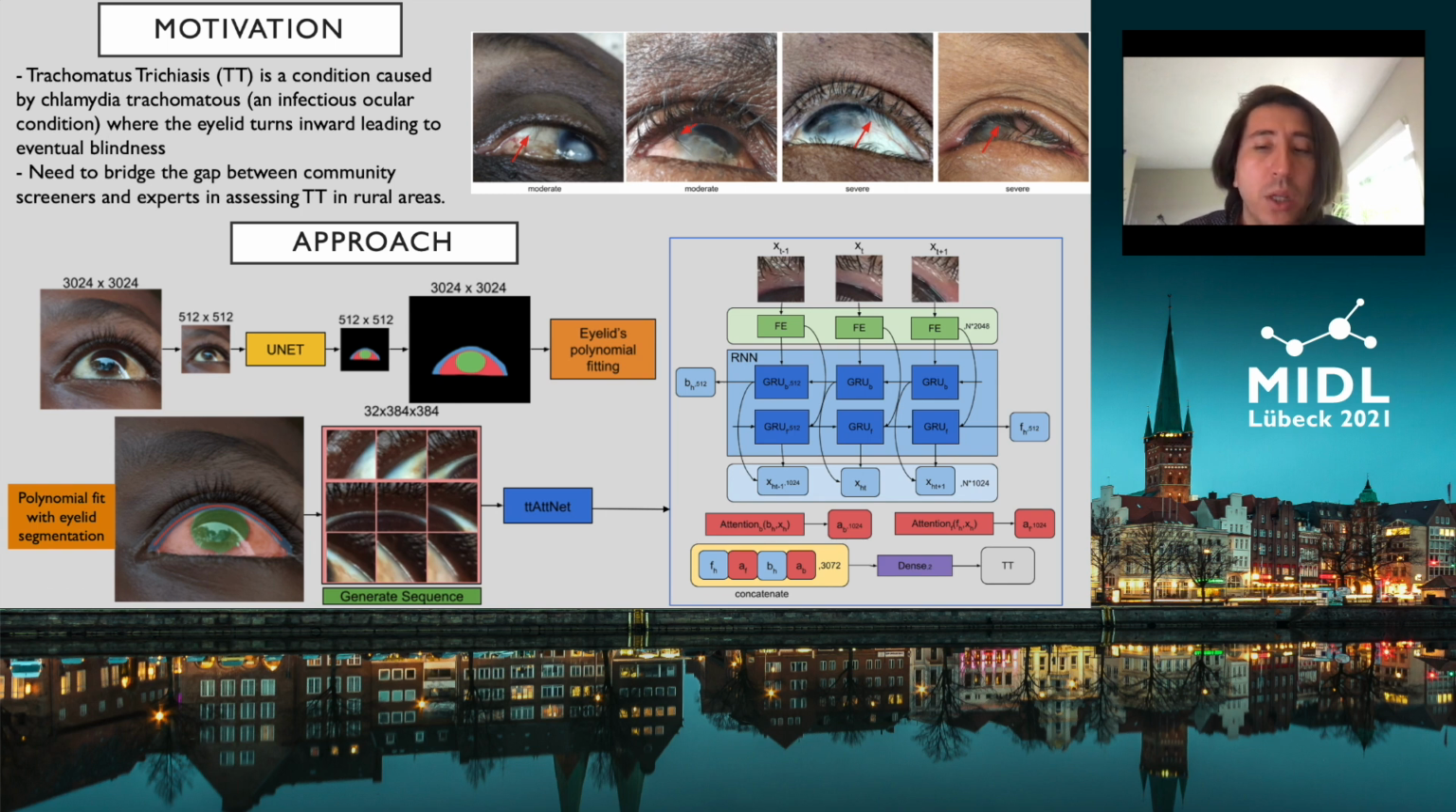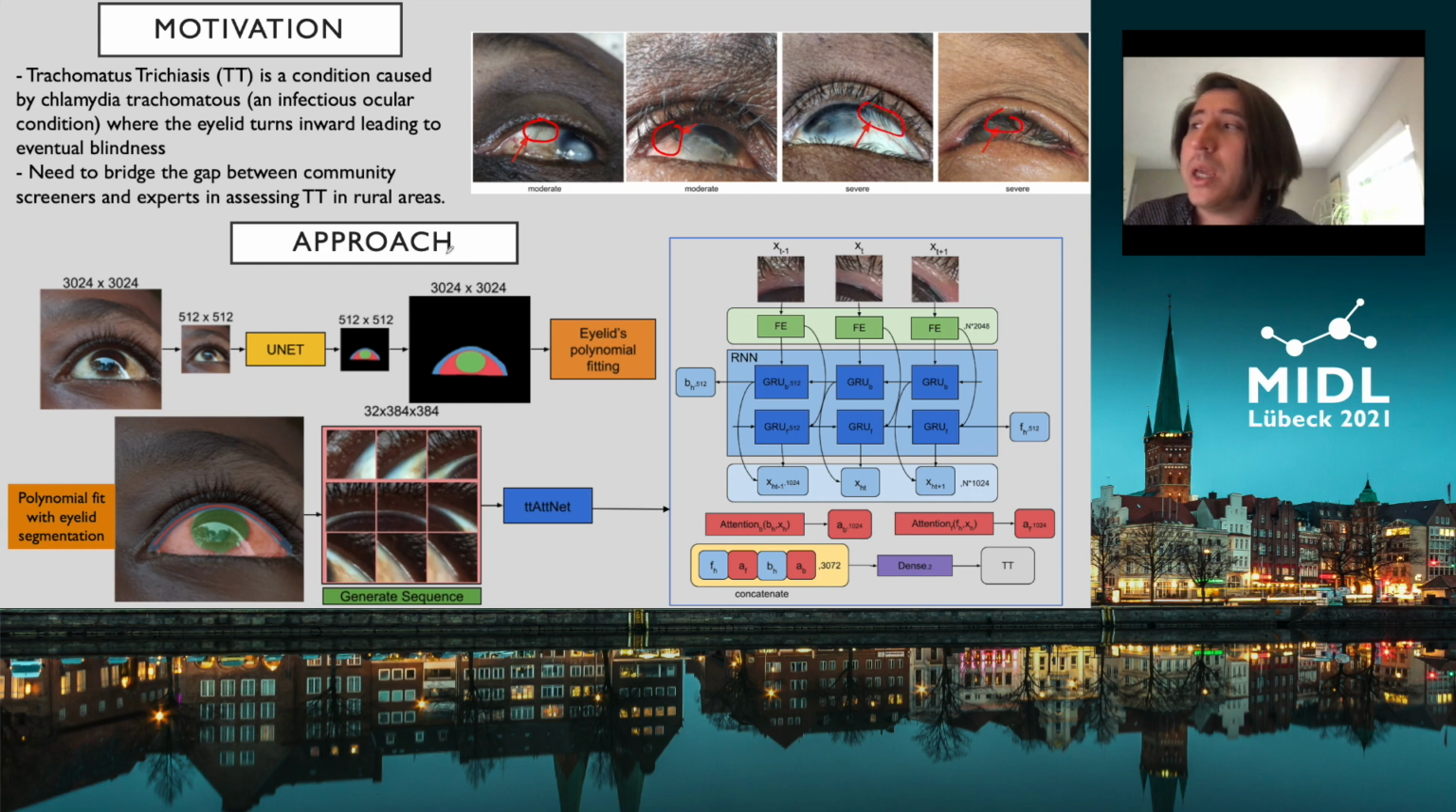To the best of our knowledge, we are the first group that is proposing to close the gap via capturing images by commercial phones and assessing the condition. In this example, we have two images that have moderate TT, which show a few lashes touching the globe, whereas these ones are severe because there are multiple lashes touching the globe.